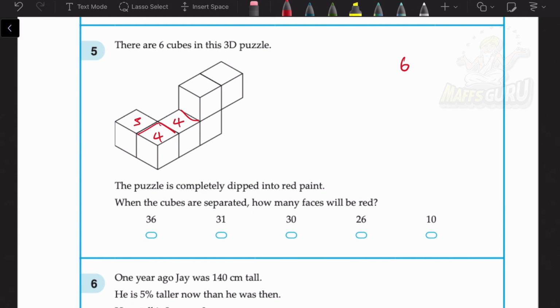You can hear me thinking out loud here. This one has only 1 face covered, so that's 5. This cube down the bottom has 2 faces covered, so that's 4. And this one here, which you can't see, has only 2 covered, so it's going to have 4. I'm going to add all those together. The 2 fives give me 10, and the 4 fours give me 16. Add those together, it gives me 26. Is that one of my correct answers? It is. There we go.